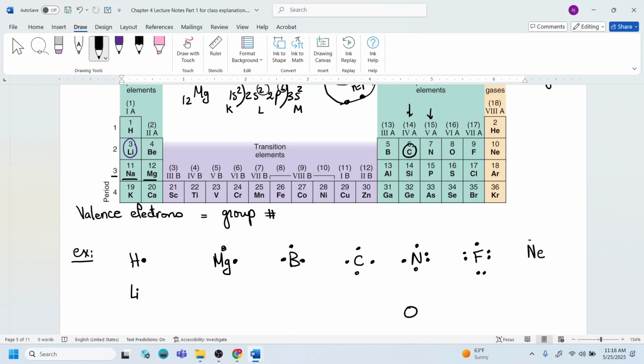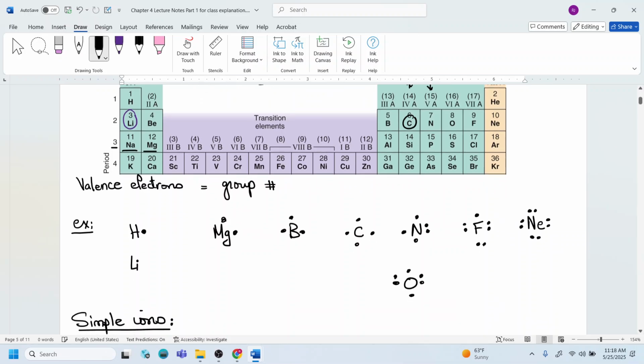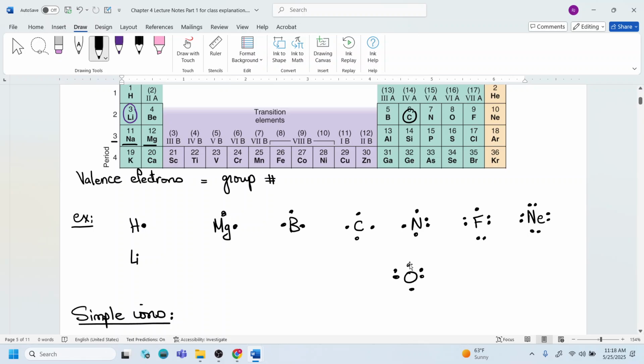Neon is an octet. Neon has 8 electrons. So this is going to be 8 electrons like that. Oxygen is in group number 6, so it is 1, 2, 3, and 4. This is 5, and this is 6. I can pair these electrons. I can pair this side over here. It doesn't matter. It doesn't have to be those two sides. Okay. Lithium is in group number 1, so it has 1 electron.